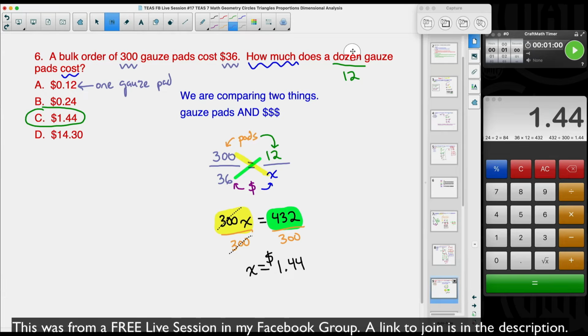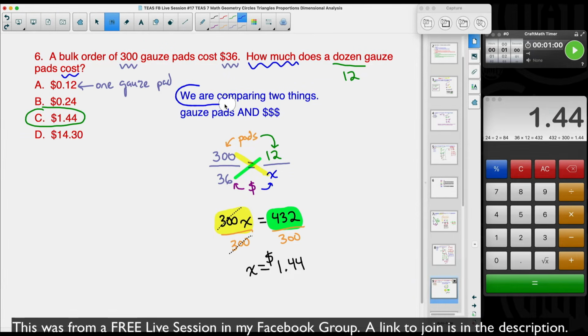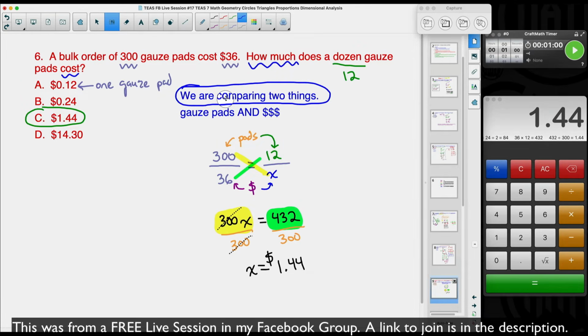Now, if you picked A, that is the price of one gauze pad. But since we wanted a dozen, technically you could take the 12 cents times 12. Now, if you like proportions, I see a lot of 'got it.' Great. If you like that way, great. I'm going to come at the end of our session tonight and I'm going to do this problem again and I'm going to show you another way to do it that's not proportions. But we're going to wait on that. So let's hit on this idea. Comparing two things, very popular technique to do with two things is proportions.